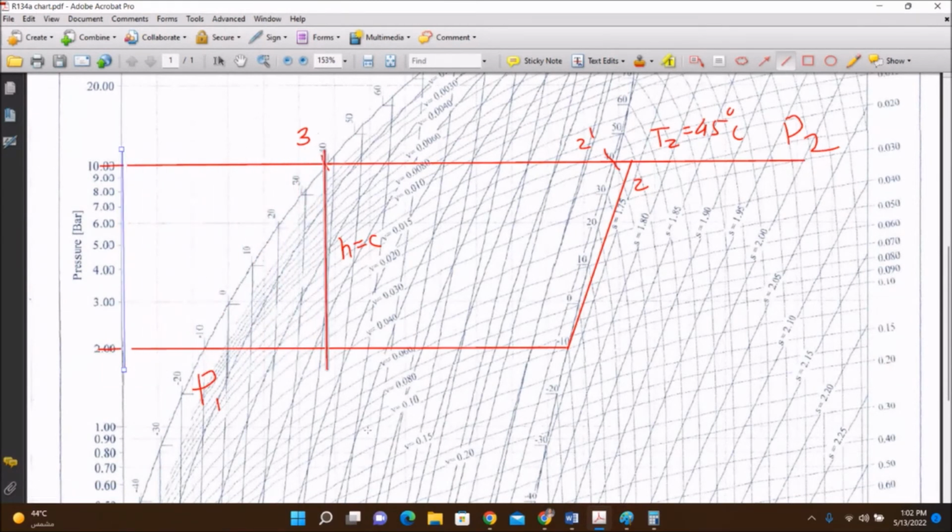I got the point. Now I got point number 4 where enthalpy is constant. So H3 is equal to H4. So I got this. And now this is point 1. So this is the pH diagram. Find out the enthalpy from this. So how do we find the enthalpy? So this is my vertical line.